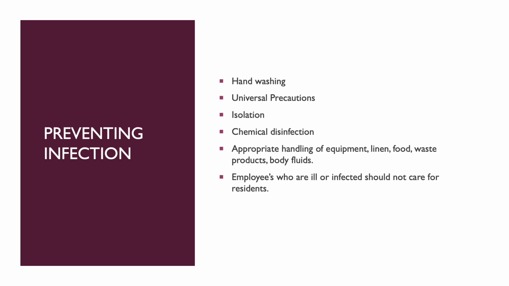Making sure that we're handling our equipment, linen, food, waste products, bodily fluids the way that we should be, making sure everything's properly labeled, it's being cleaned, it's being disinfected, that food's being served at the proper temperature. And then if we have an employee that's ill or infected, making sure they're not caring for residents. You know, this is the hard part. We need to be dependable, but when we're sick, having a fever, vomiting, diarrhea, things like that, we have to be careful and cautious to keep our patients safe because of their compromised immune system.